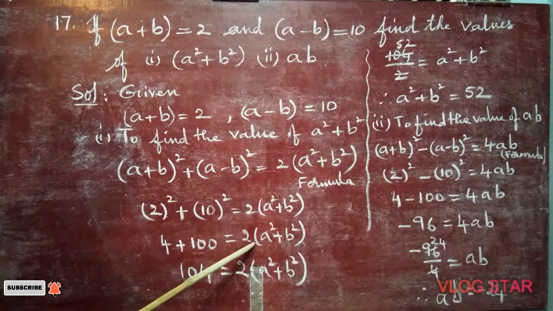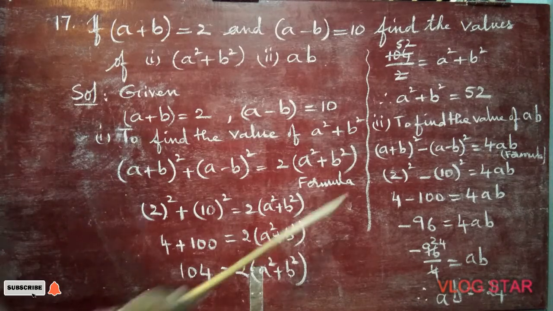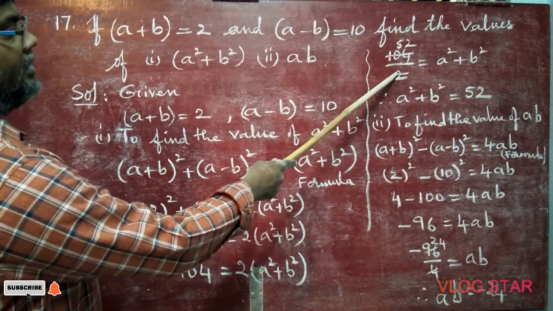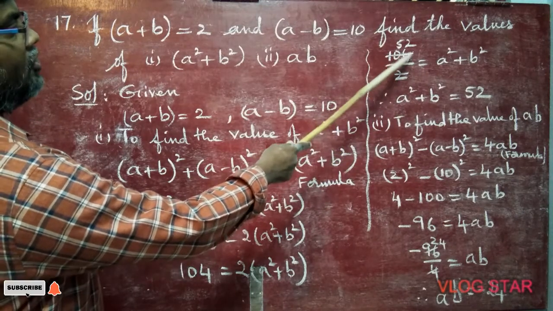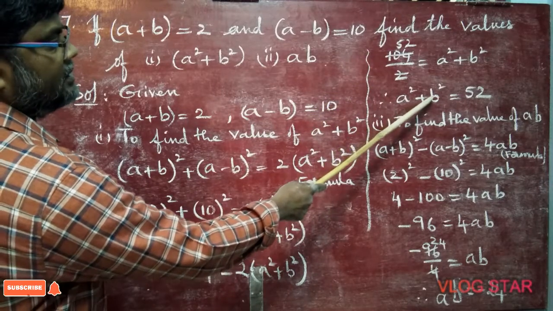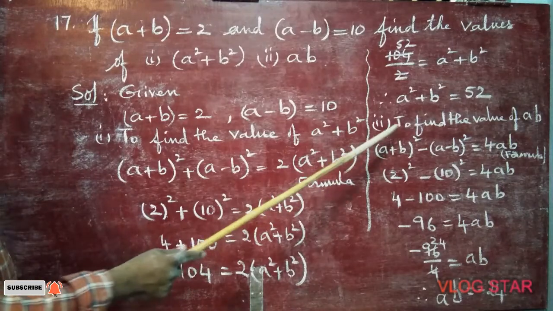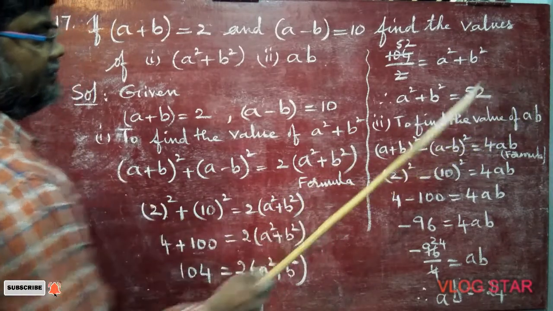The 2 multiplying comes to this side; multiplication becomes division, a denominator. So 2 comes in the denominator, 2 goes in 104, 52 times. Therefore the value of a square plus b square is equal to 52. The same problem, second bit: they told to find the value of ab.